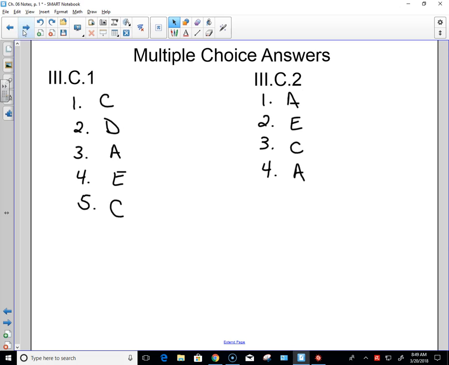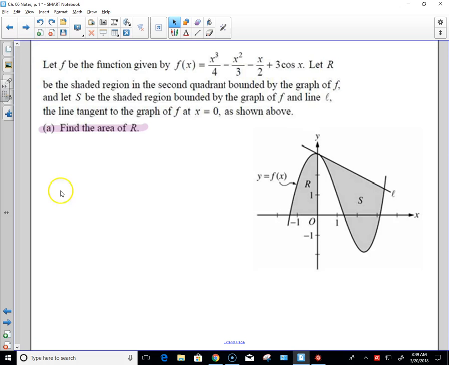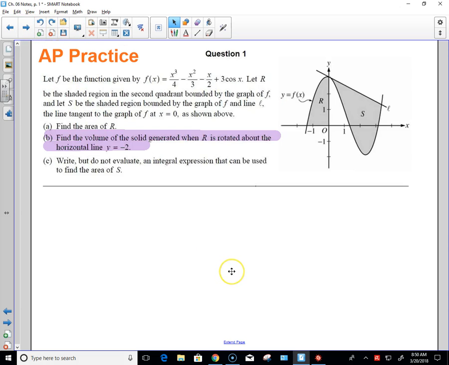Now, with that, let's try, we already did this one, right? The area of R. Okay, let's go see what letter B was. Letter B, we weren't able to do this one when we did the AP practice. We just found the area of R. This was a calculator problem, if you remember.